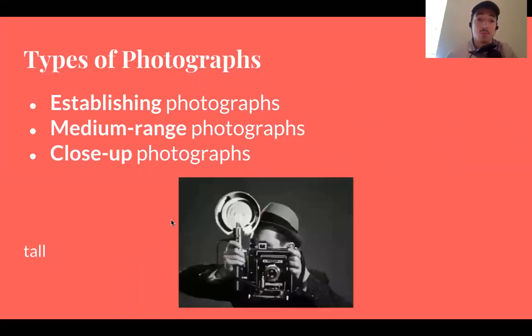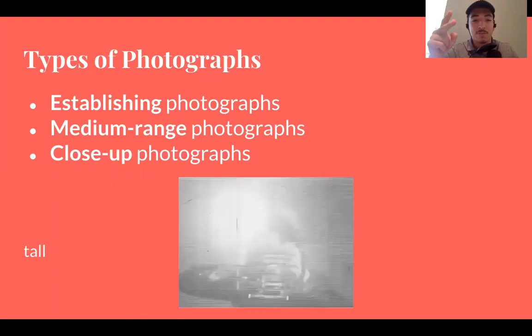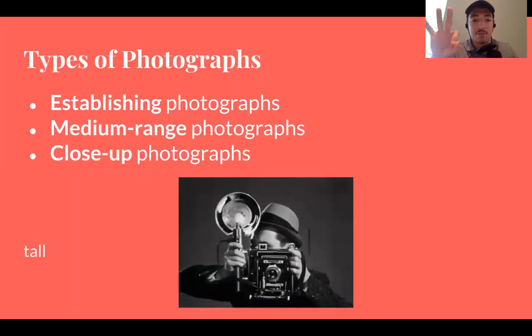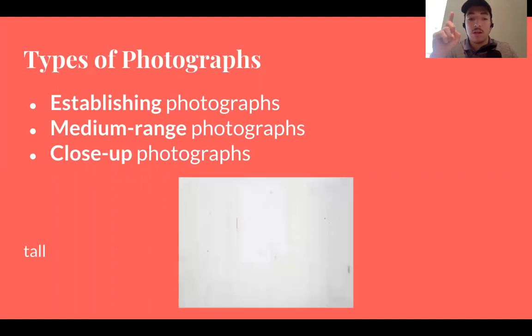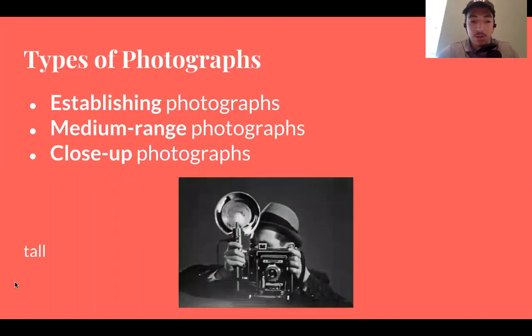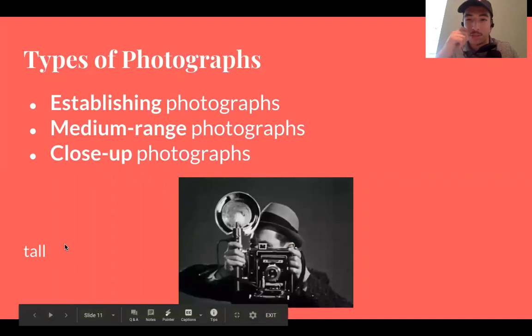So what are the types of photographs? We have three: our establishing photographs, our mid-range photographs, and then our close-up photographs. Our first word is tall. Make sure you write that down. That's your first secret word.